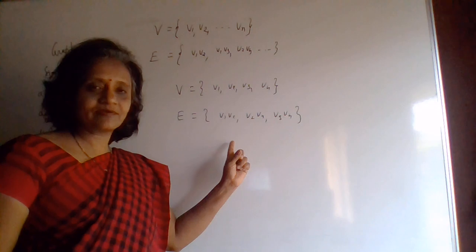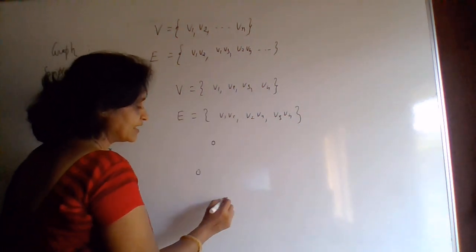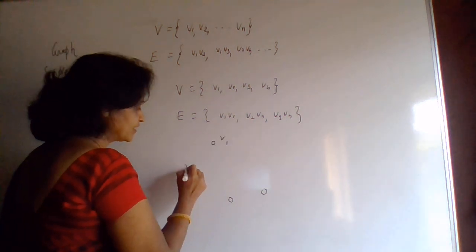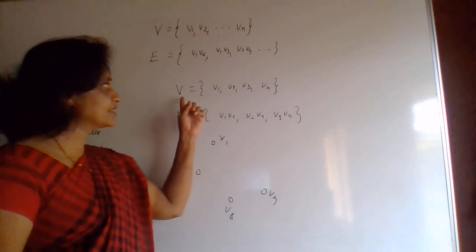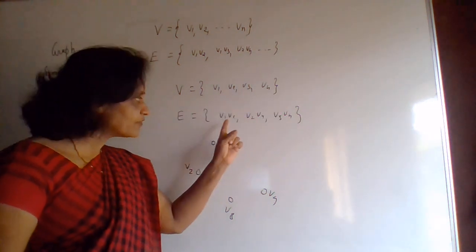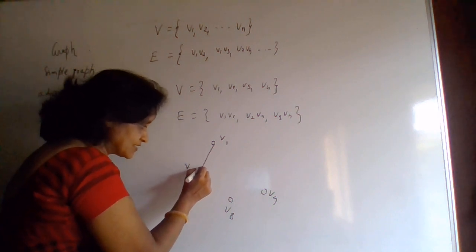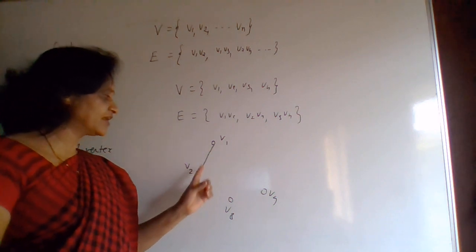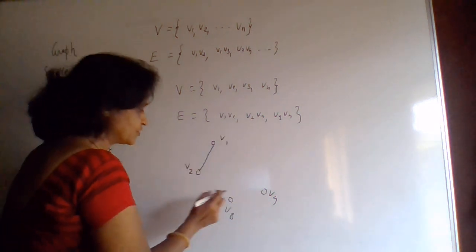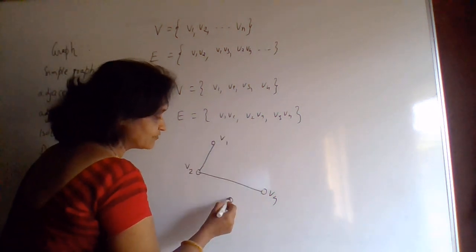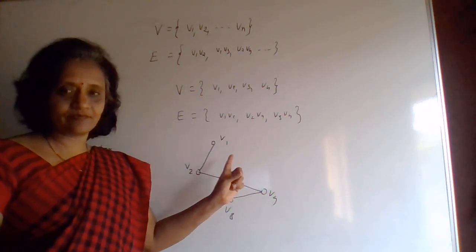This is a graph. What we are going to do here? We have 4 vertices. Let's have V1, V2, V3, V4. These are elements of V. Now what we have here? V1V2. So we have a line between V1 and V2 which we are going to call an edge. Next we have V2V4 and then we have V3V4. So you can see this is a graph.